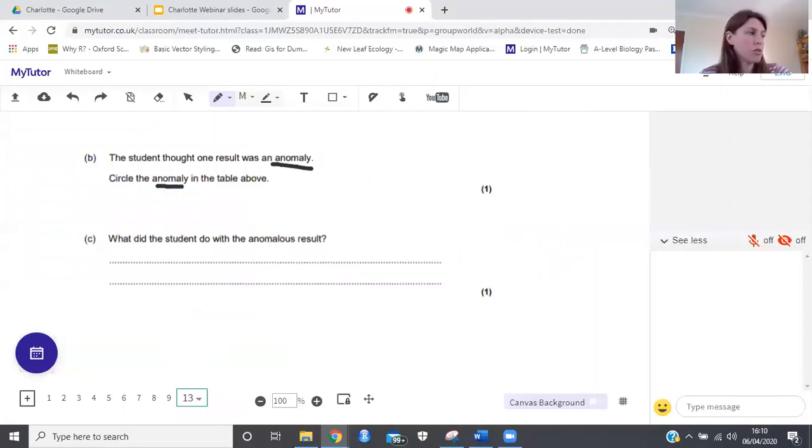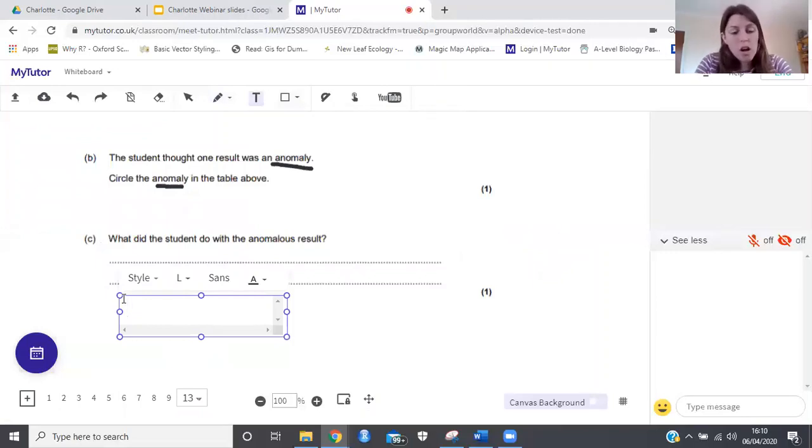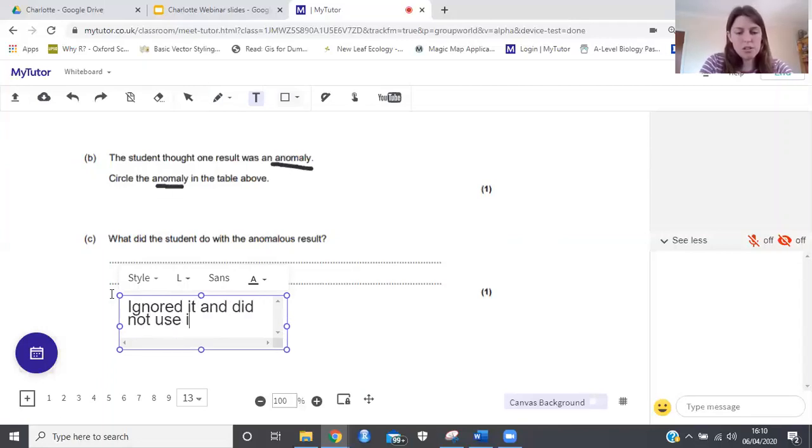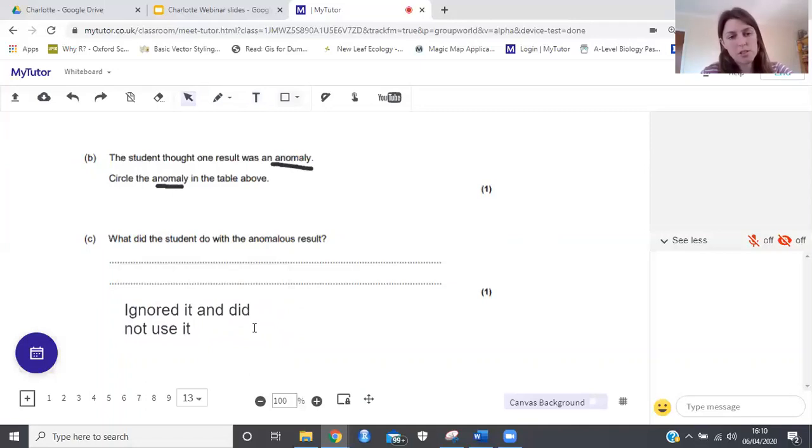What did the student do with the anomalous result? So what should we do with anomalous results? Anomalous results should always be ignored. Let's put did not use it. So you shouldn't use it in any analysis that you're doing after the experiment.